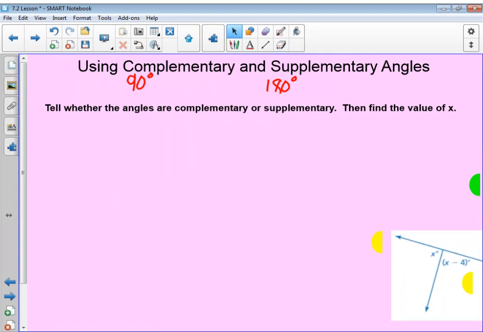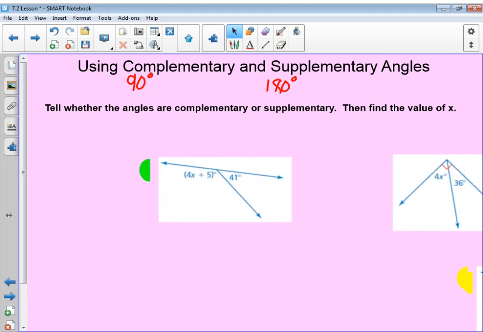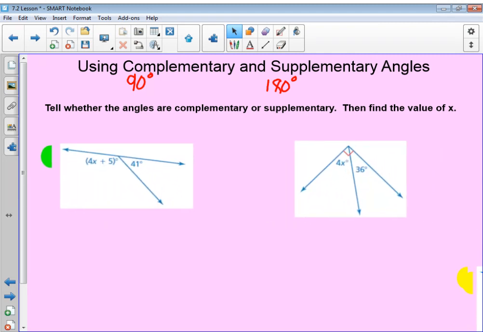All right, so I want you guys to go ahead and try these 2. Remembering our visual cues, the red box means 90 degrees, a straight line starts with an S, so it means it's 180. So go ahead, pause your video, work through these, identifying whether they're complementary or supplementary, and then find out what your answer for X is.